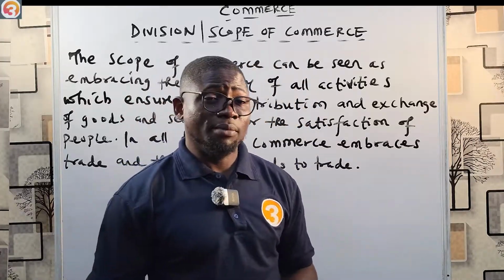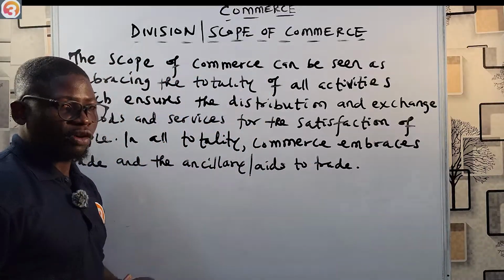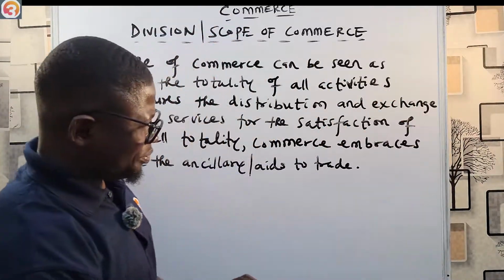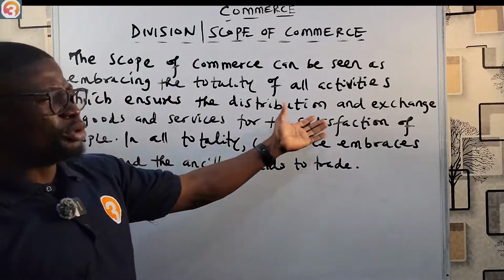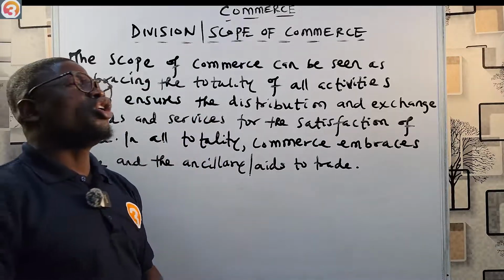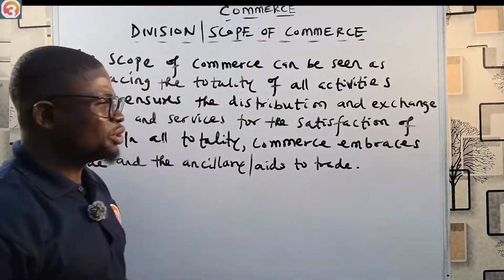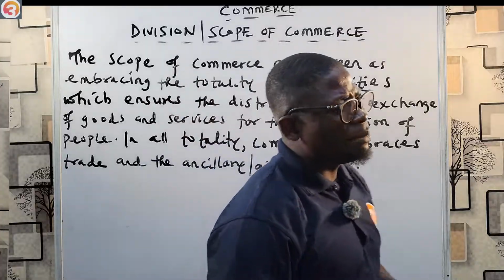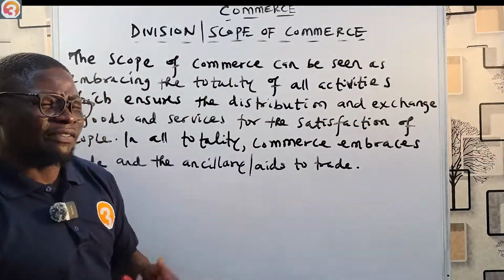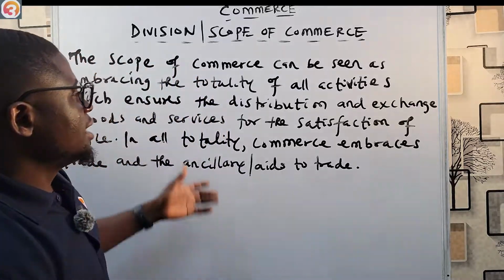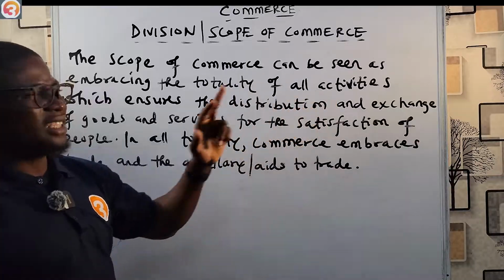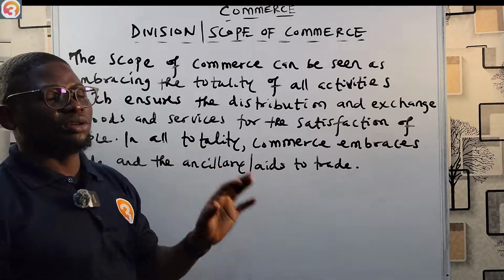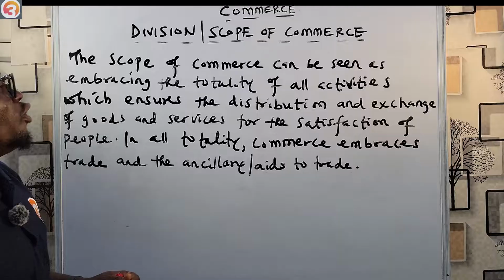We're going to talk about the app later, but for now let's talk about the scope of commerce. The scope is talking about all the activities which ensure the distribution and exchange of goods and services for the satisfaction of people. The end game is utility. Are people getting satisfaction? That's what the scope of commerce is talking about: the totality of all the activities which ensure the distribution and exchange of goods and services for the satisfaction of people.